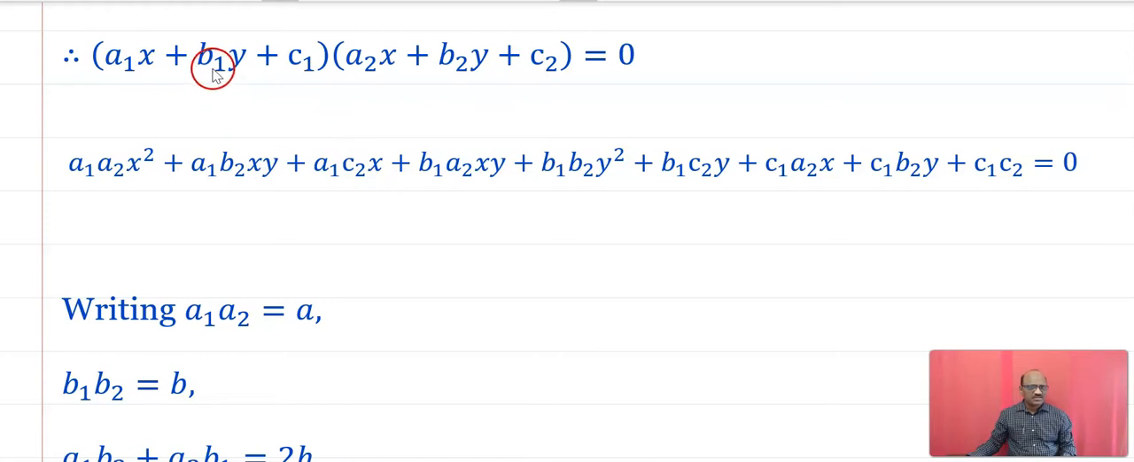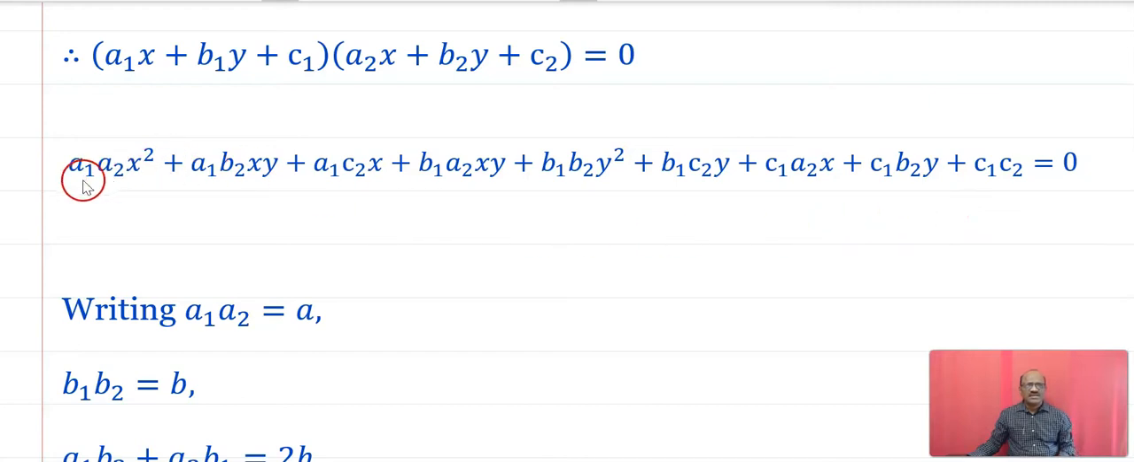Similarly, the next terms are b1y into a2x, which is b1a2xy, b1y into b2y, which is b1b2y square, b1y into c2, which gives b1c2y. Next is c1 into a2x, which gives c1a2x, c1 into b2y, which gives c1b2y, and the last is c1 into c2, equal to 0.